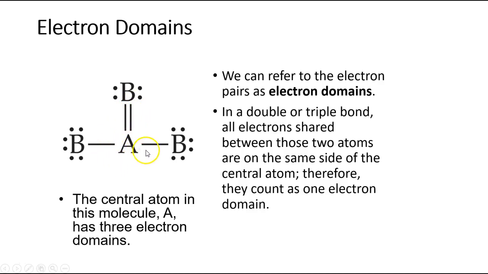So for example, if you look at this AB3 molecule, A is making 4 bonds: a single bond to B, a single bond to B, and a double bond to B, but we would say that it has 3 domains. There is 1 domain going in this direction that's a single bond, another domain going in that direction that's a single bond, and another domain going in that direction that is a double bond. Because whether it's a double or triple bond, all the electrons in that bond are pointing in the same direction, we treat it as a single domain.